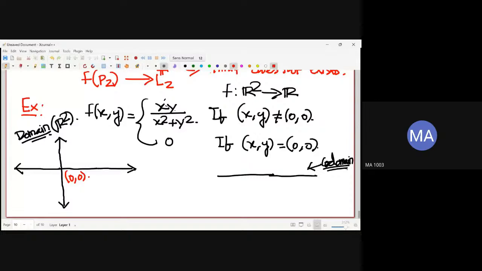Correct or not? And what is this path? So it's along the x-axis, y equal to 0, y equal to 0, x comma 0. In some sense this is one side of the x-axis, and x is negative, of course. So when I'm coming to this point 0, 0 using this path, x is negative here.